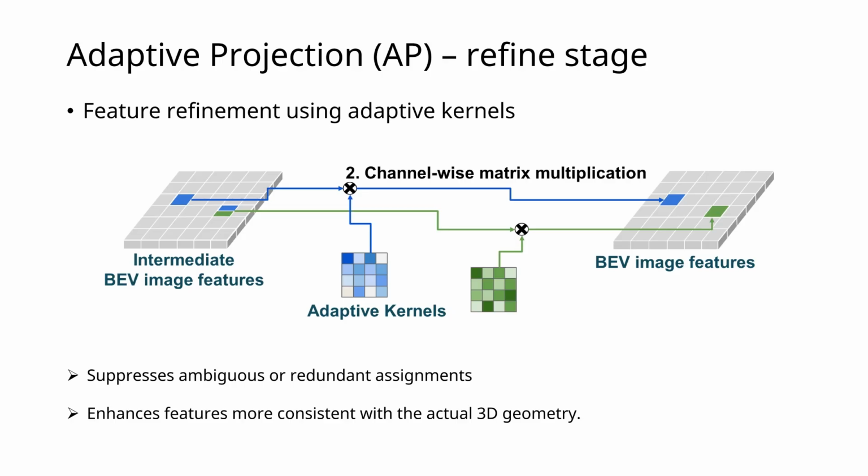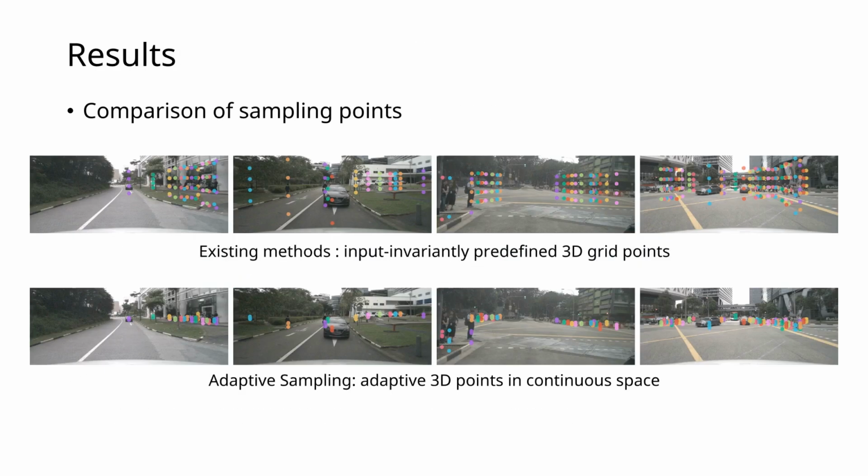This refined BEV feature map can then be simply concatenated with the LiDAR features and used for a variety of 3D downstream tasks, including 3D object detection, BEV segmentation, and 3D occupancy prediction. Now I will move on to the results.